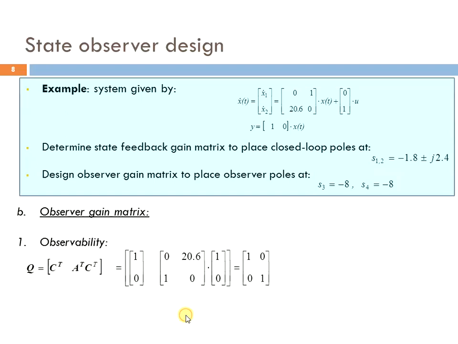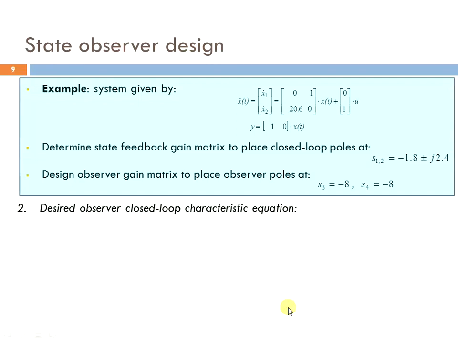When we substitute the matrix and the vector there, we end up with an observability matrix which is basically an identity matrix. It has a determinant with a value of 1, and since this is non-zero, we conclude that the system is fully observable.